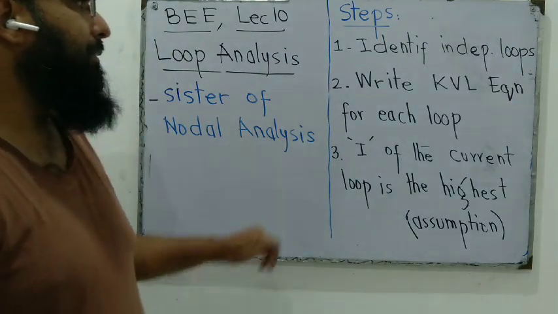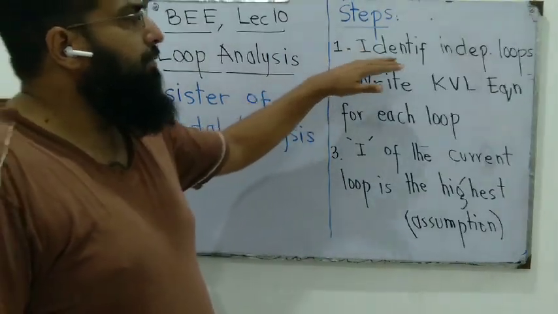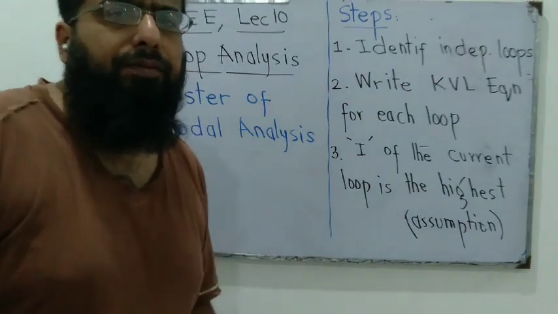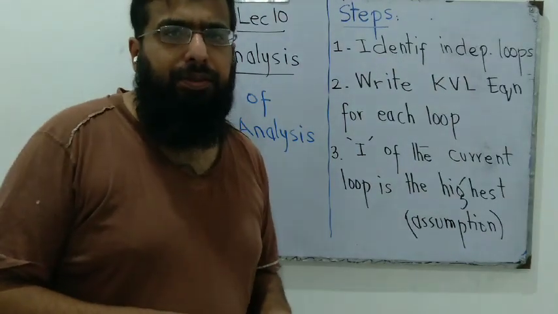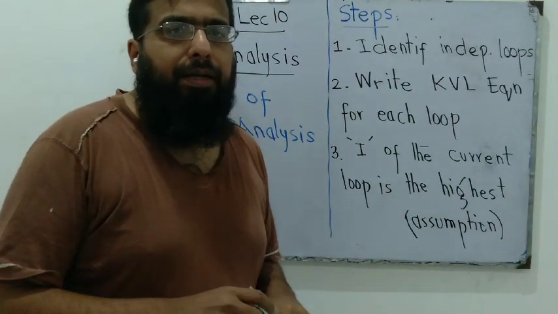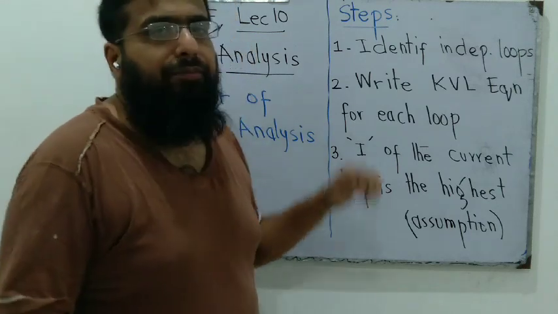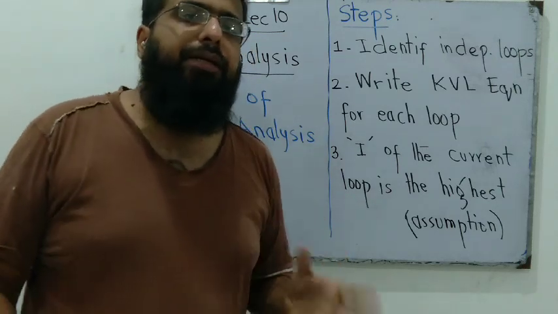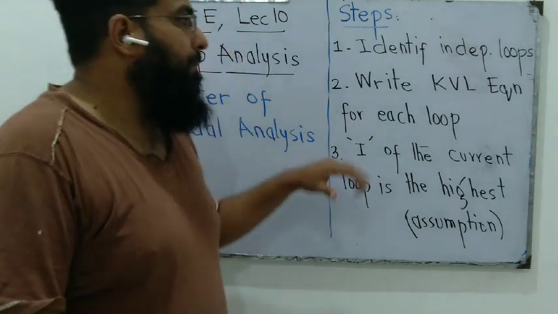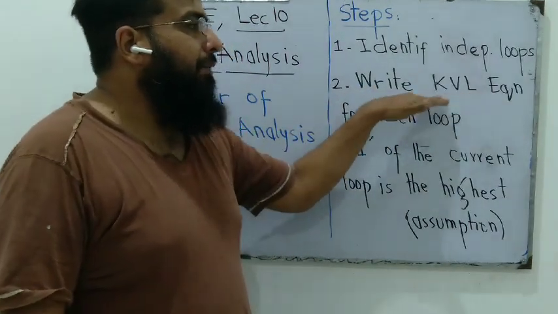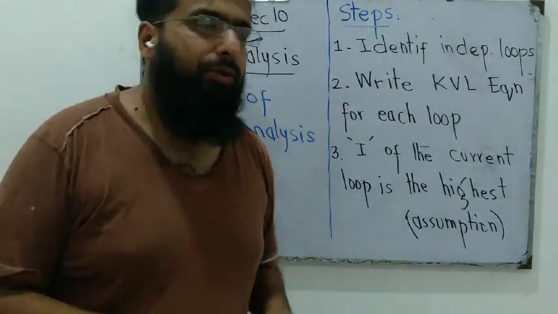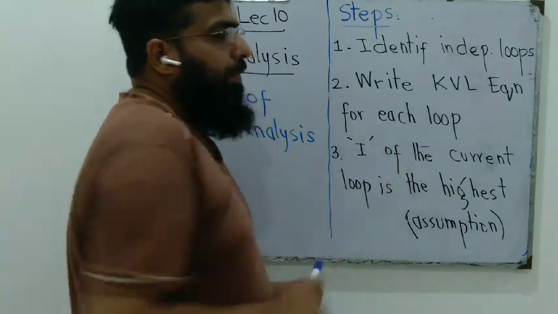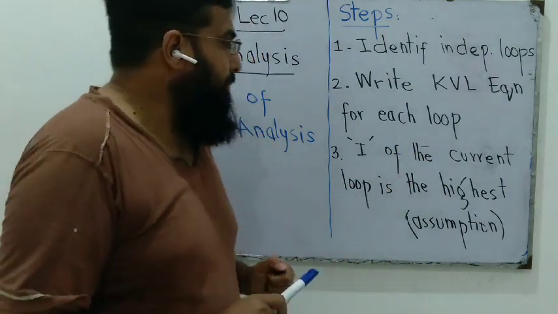for nodal analysis. The first step is that given a circuit, we have to find independent loops. Each loop is assumed to have a current that is independent of the currents in other loops. And then we'll write KVL. KVL stands for Kirchhoff's voltage law. Kirchhoff's voltage law equation for each loop.